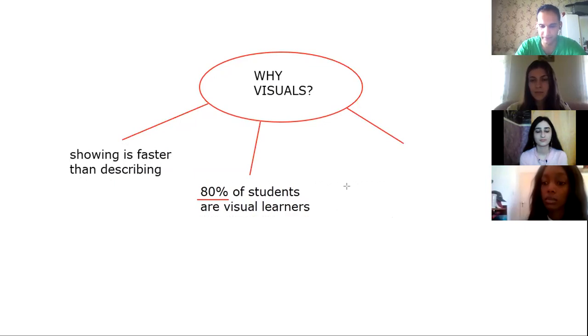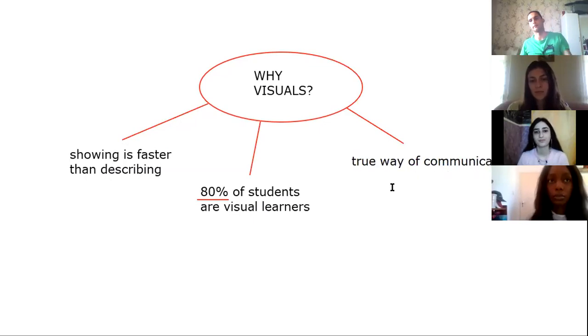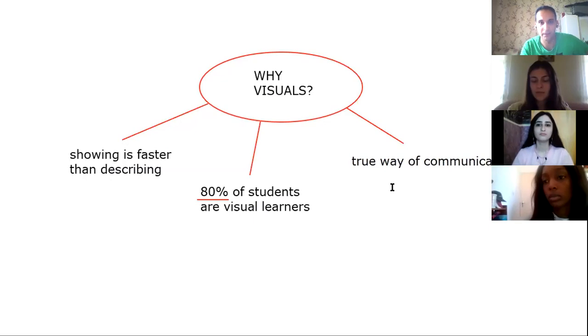Okay, and the next one, authentic way of communication. Let's write here not authentic, but true way of communication. What I mean by that: when you have a speaking class or conversation, they know you have questions and you're going to ask about these questions. So it's a kind of not true way of communication. It's ask me and I answer, and I give my opinion about it.